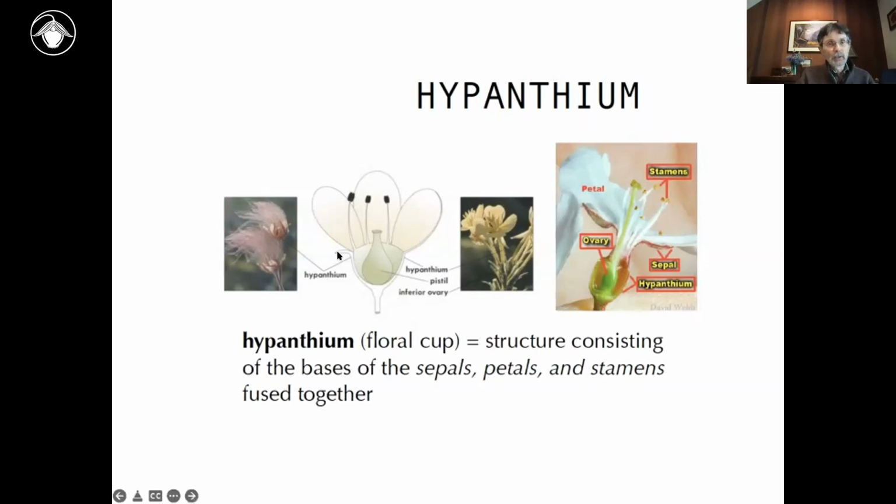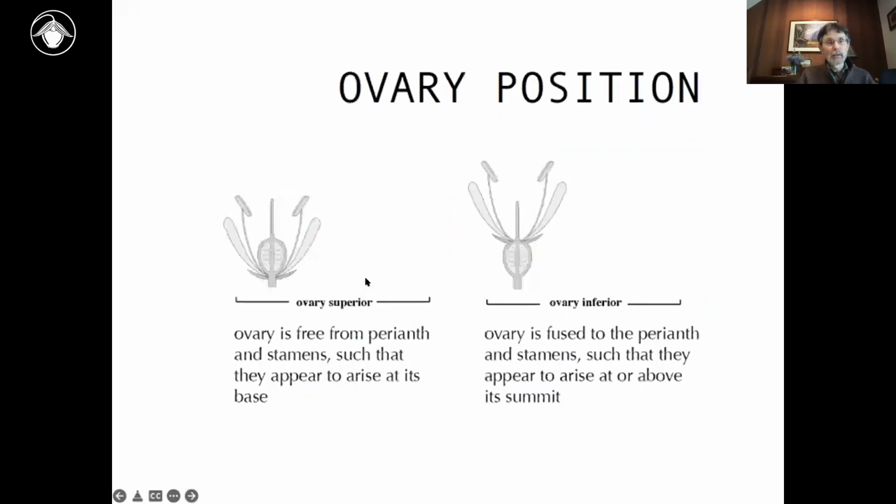So you see here that the ovary is free, though. The ovary is not part of the hypanthium in this instance. But sometimes we can get fusion of the sepals, the bases of the sepals, petals, stamens, and ovary wall. And that's what I'm going to talk about now with regard to so-called ovary position. And this is an important concept here.